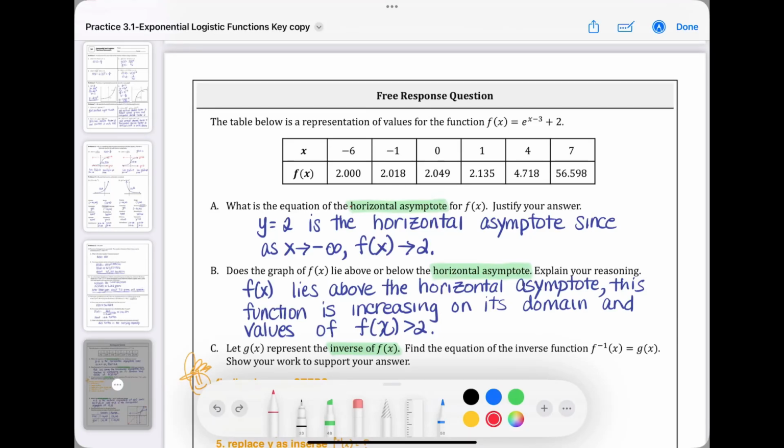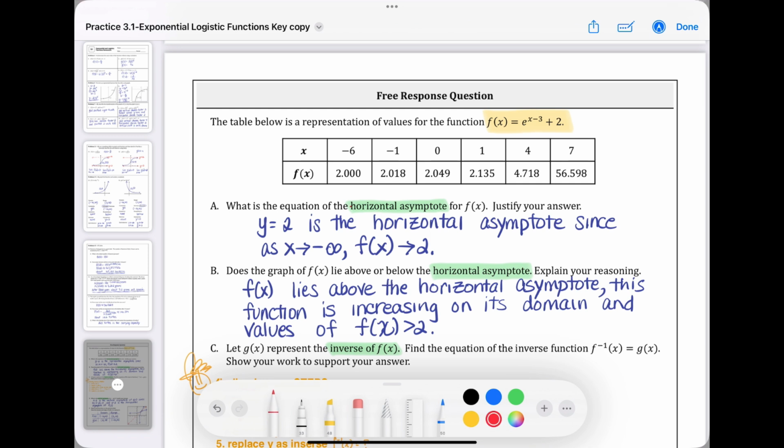Alright, in this video, we are going to talk about the free response question for the assignment. So we mentioned that when there is a picture, the answer is in the picture. So, a table of values is also a picture. This table of values represents the given function y equals e to the power x minus 3, plus 2.